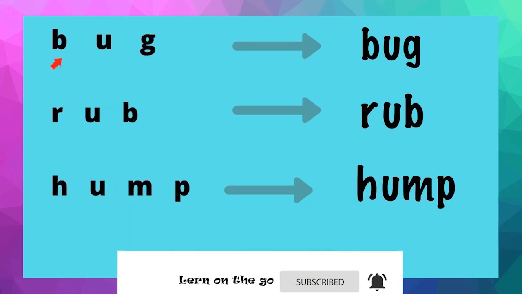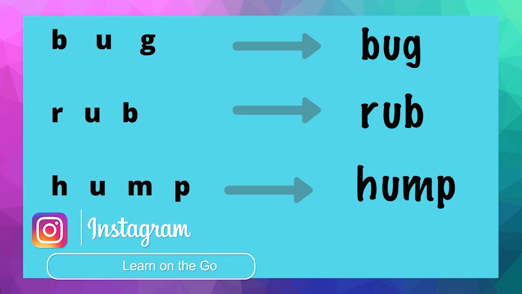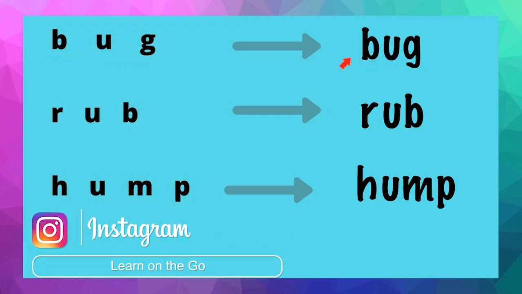This time, I will point at the letter. You are going to make the sound of each letter and read the word on your own. Let me do the first one for you. B-a-g, bug. B-a-g, bug. Now it's your turn.